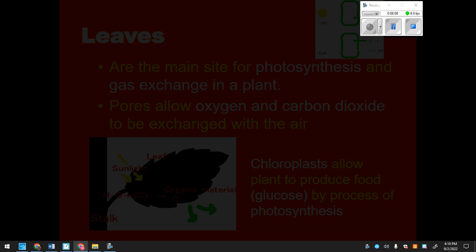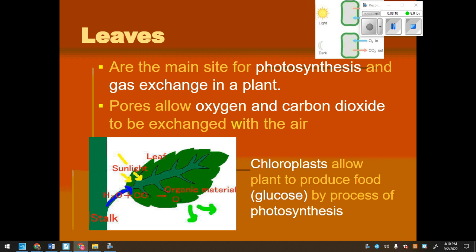All right. The leaves. The leaves are the main site of photosynthesis. Get to the leaves on your paper. And they also exchange gas. What kind of gas? Oxygen and carbon dioxide. There's little tiny pores in the leaf. And they let oxygen and carbon dioxide in and out. So what's going to go in the leaf? Oxygen is going to go out. Carbon dioxide goes in. What helps the plant make its food? Chloroplasts allow the plant to produce food by the process of photosynthesis. Please write that down.